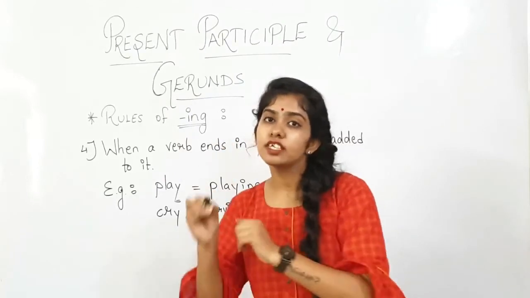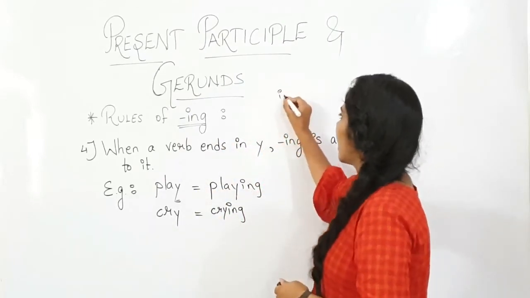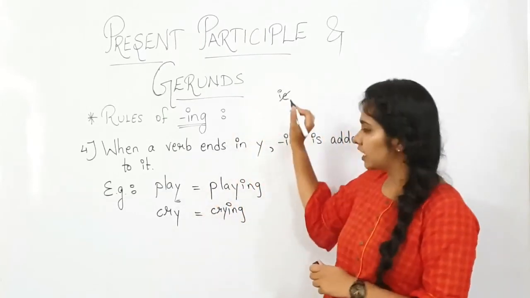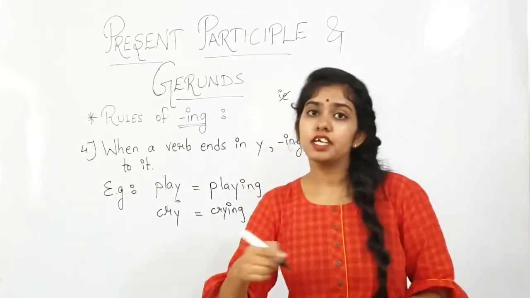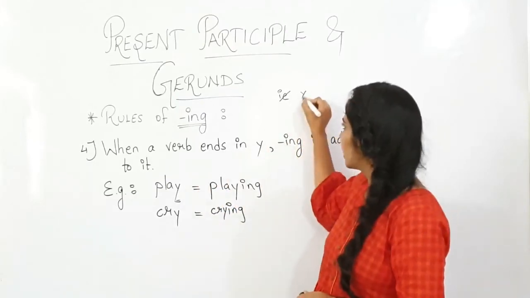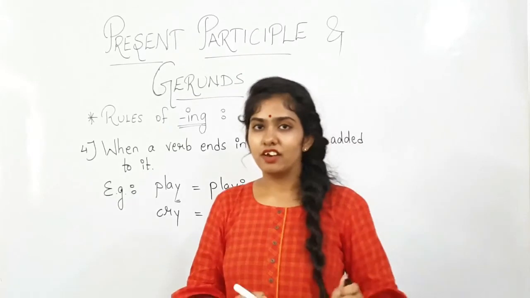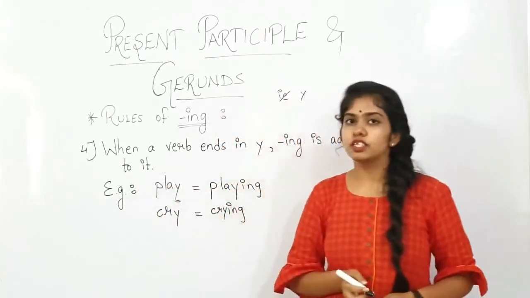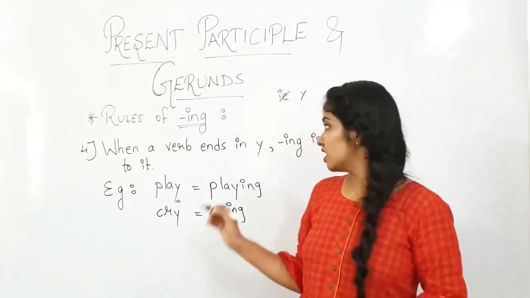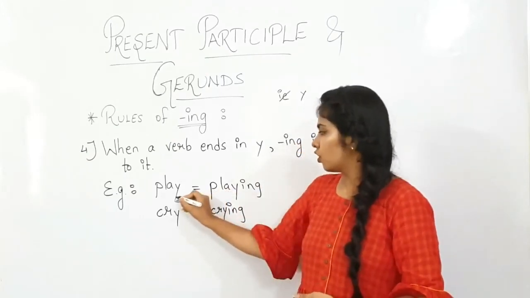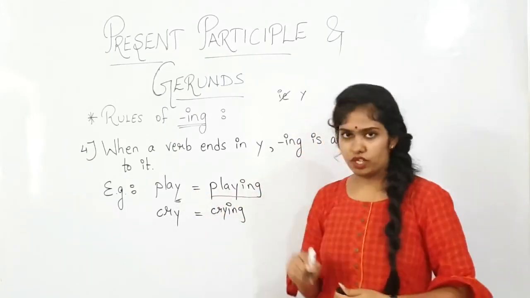In the third rule, when the word is ending with IE, right? Then we will cut this IE and we will add Y to that word, and after that we will add ING, right? And in our fourth rule, when the word is ending with Y, then we will directly add ING. Over here you can see just like this.